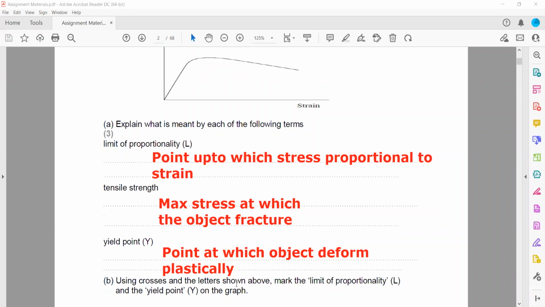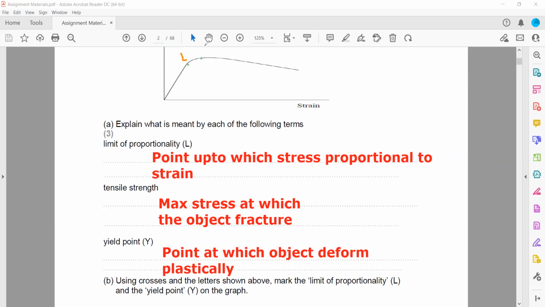Using crosses, the letters shown above, mark the limit of proportionality and the yield point. So where we should mark the limit of proportionality, you can use a screen annotation. Mark the proportionality limit on this graph. And we should label that as L, and then the yield point.